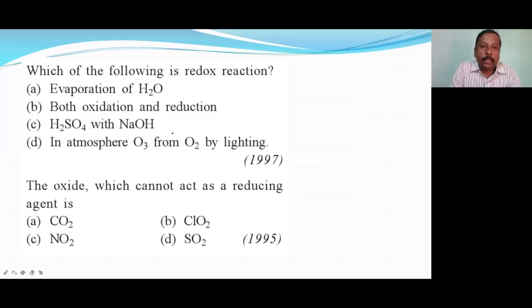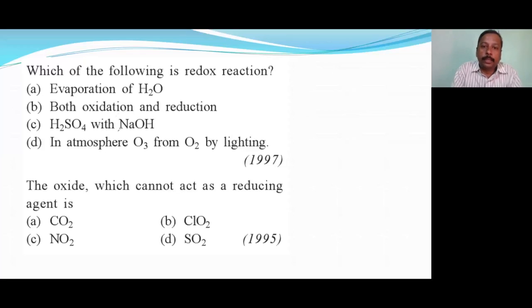Which of the following is a redox reaction? That means there should be a change in oxidation number in one or two reactants. Okay. If there are at least two substances, one must be oxidized, another must be reduced, then only will this redox reaction be taking place. Okay. So evaporation of H2O, oxidation and reduction. Okay. H2SO4 with NaOH, atmospheric O2 by lightning. Okay, these are the questions.